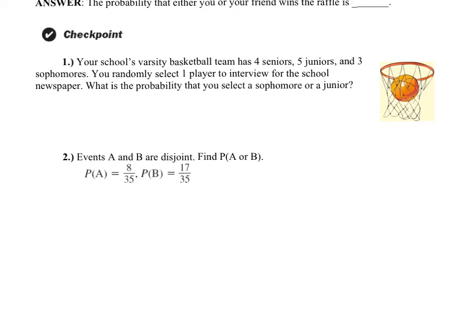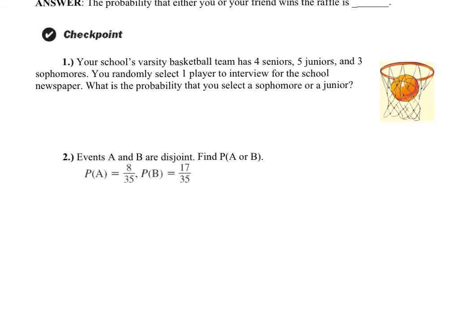Let's try the next one. Your school's varsity basketball team has 4 seniors, 5 juniors, and 3 sophomores. You randomly select one player to interview for the school newspaper. What is the probability that you select a sophomore or a junior?